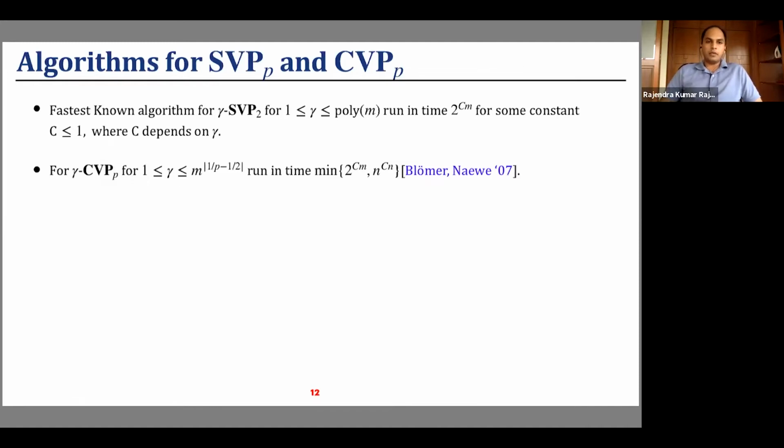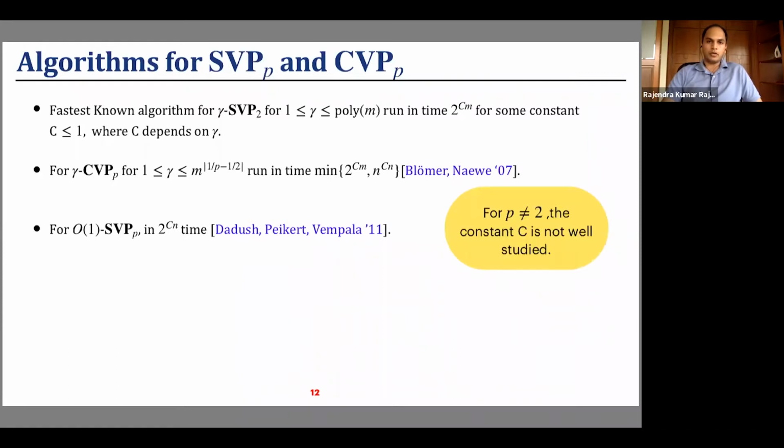And for CVP in different p norms, we only know that it takes exponential time, and also for SVP when p is not equal to 2, we know that this is exponential time. But the point to note here is that when p is not equal to 2, we don't have any bound on the constant c. We have not well studied the constant c in the exponent. So there is no good upper bound known for CVP and SVP when p is not equal to 2.